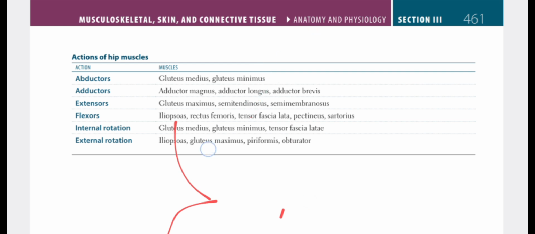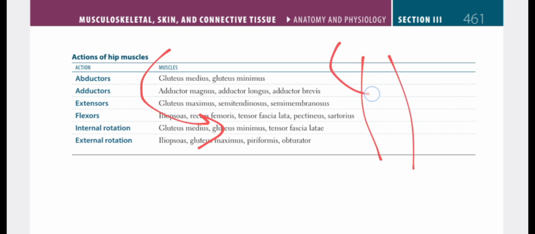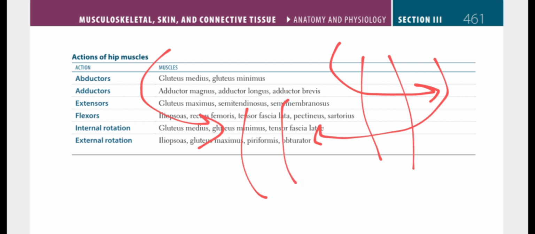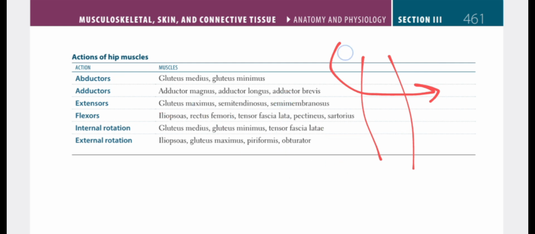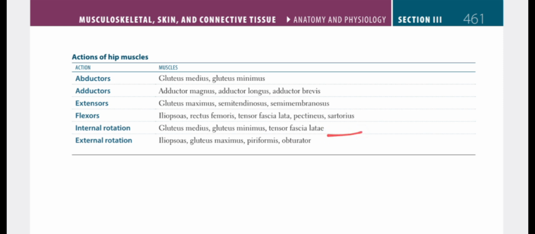Then we have the internal rotators. Internal rotation is basically inward turning of the leg. For example, if you have a straightened out leg, and you are moving it inward, this is known as the internal rotation. And if you are rotating the leg outward like this, this will result in the external rotation. The internal rotators of the hip joint include gluteus medius, gluteus minimus, and tensor fasciae latae, whereas the external rotators include the iliopsoas muscle, the gluteus maximus, piriformis, and obturator muscles.